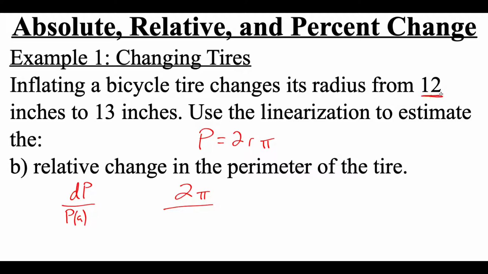If we plug in our starting radius of 12 inches, 2 times 12 is 24, so this would be 24 pi. If we divide this out, the pi on top and on bottom cancel each other out. Then we can reduce the 2 and the 24, so we get about 1/12, which if we approximate that out to 2 decimals, is about 0.08.